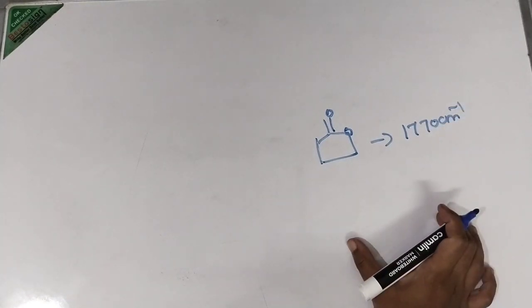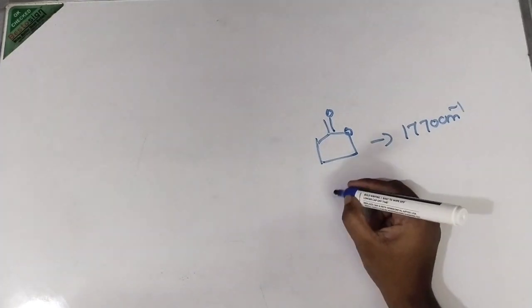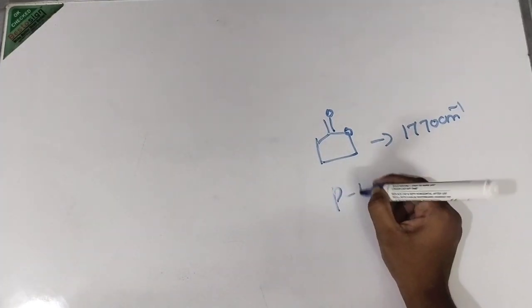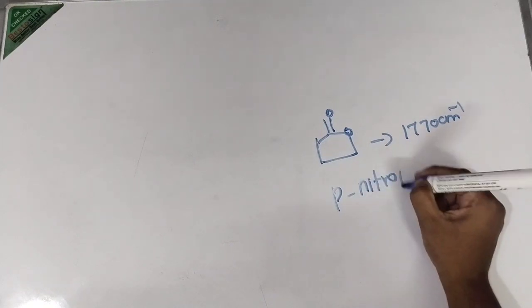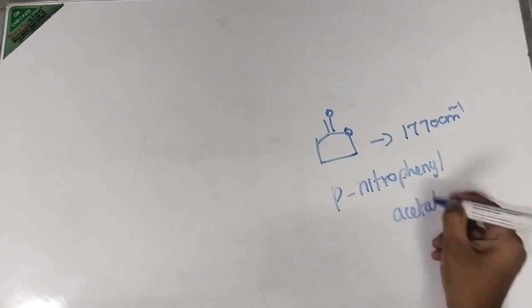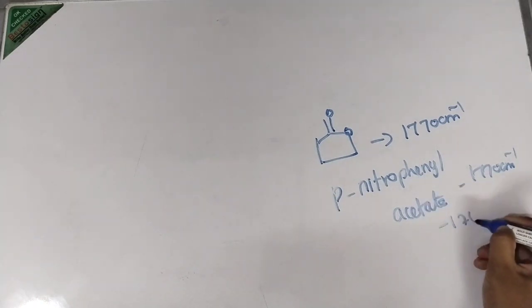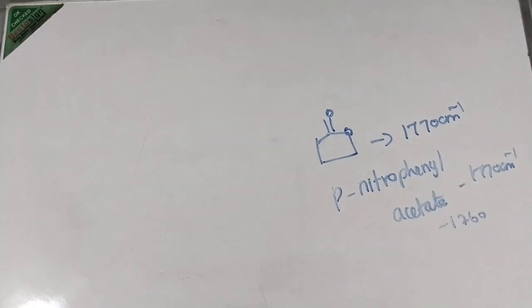This is one important thing that you should keep in your mind. And the second thing is this: paranitrophenyl acetate will have a value of 1770 centimeter inverse, okay? And phenyl acetate will have a value of 1760, okay?